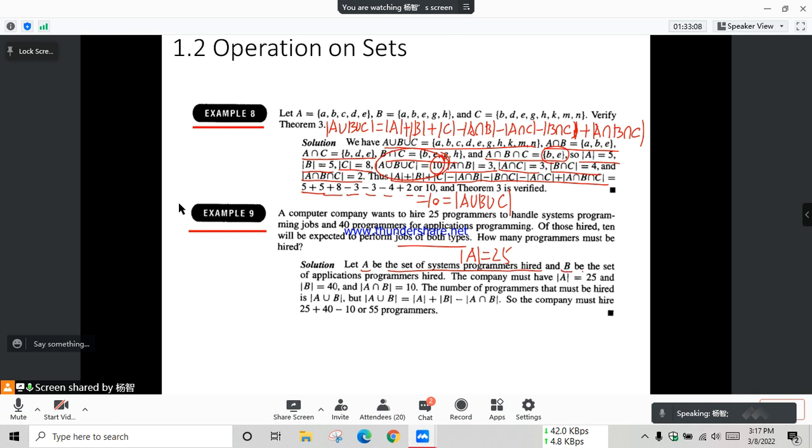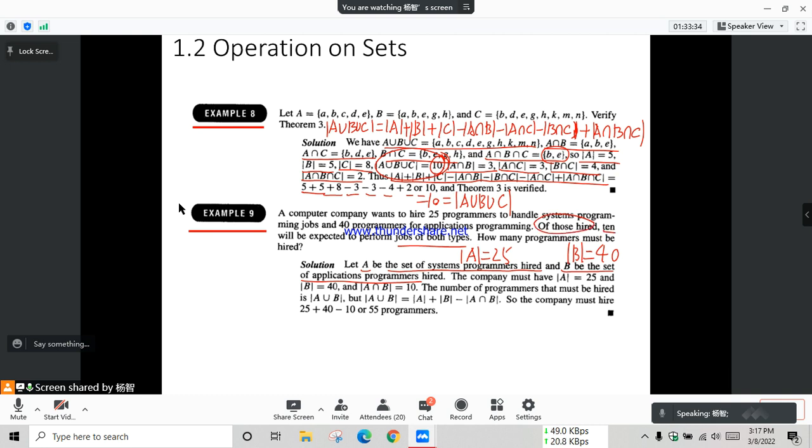And let B be the set of application program held. So the cardinality of B is what? Application program. Look at the example 9. How many? 14. Yes.